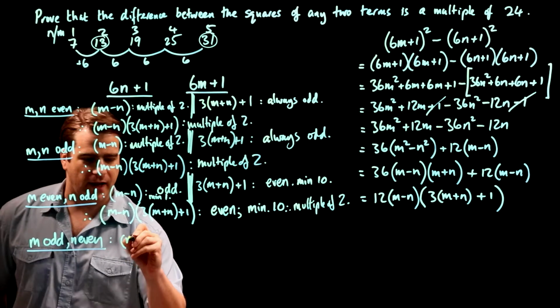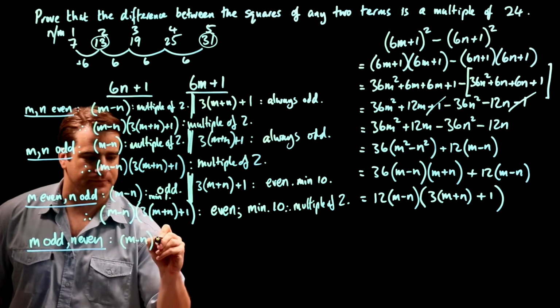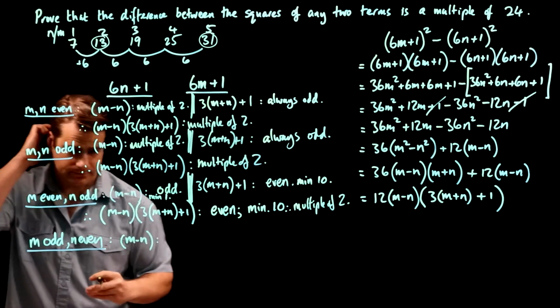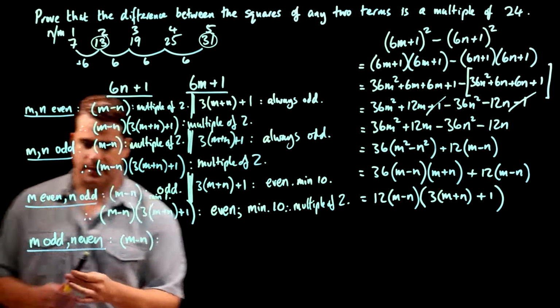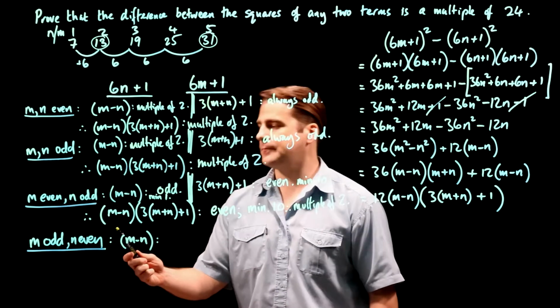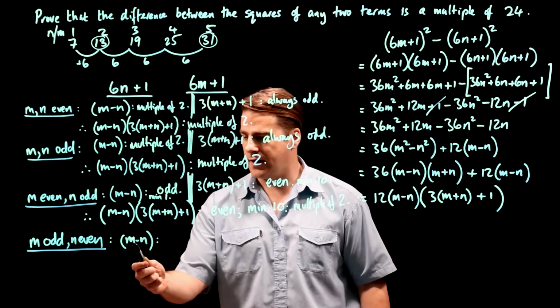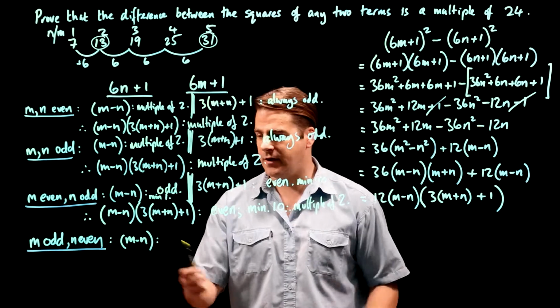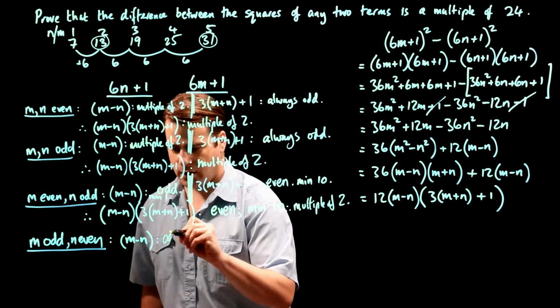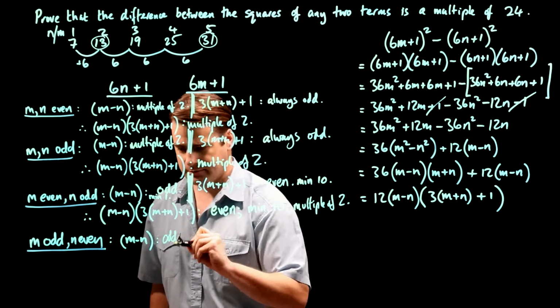Same thing as before. M minus n. Right, m is odd and n is even. An odd number minus an even number is definitely going to be an odd number. Okay.